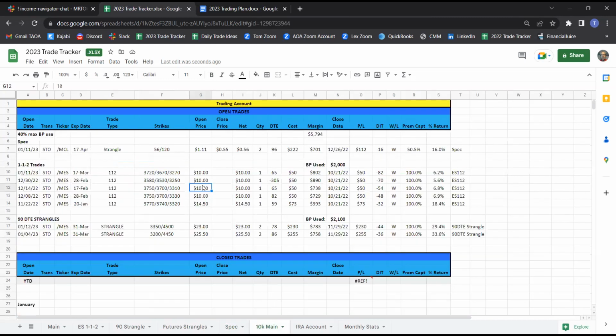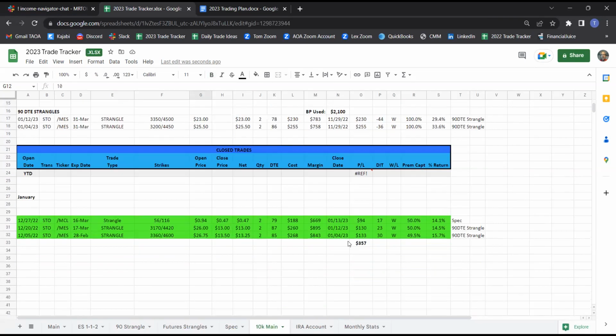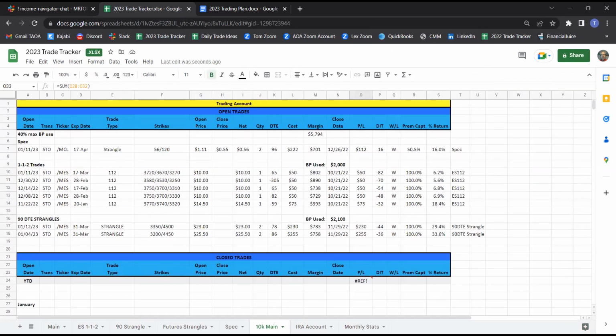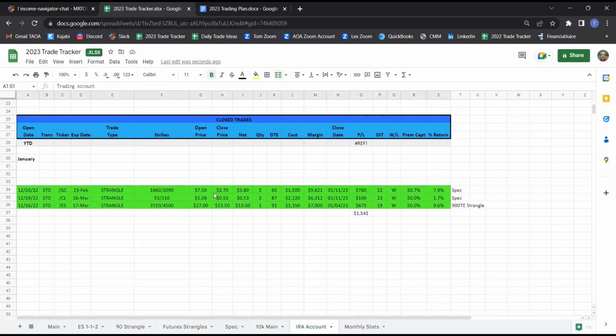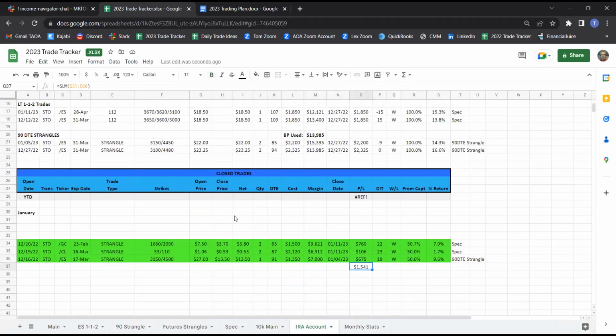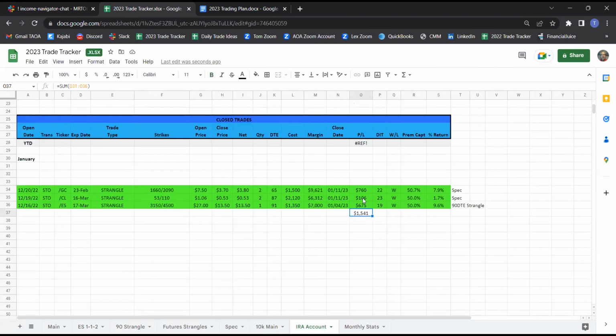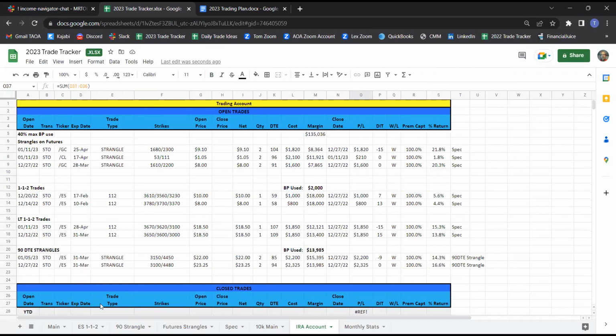10K trade. So this is the small trade account. You can see we've made $400 on our 10K account so far. And then here's our IRA account. Same thing. We've made $1,500 so far in realized gains, no losses in the IRA. So there's the spreadsheet that I have.